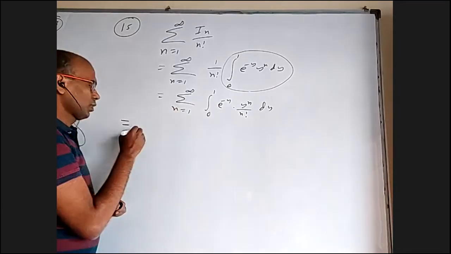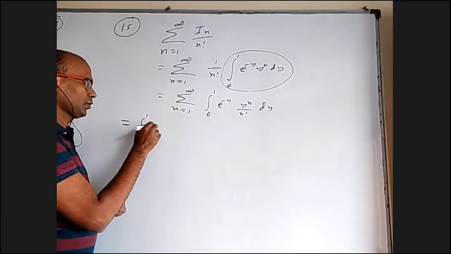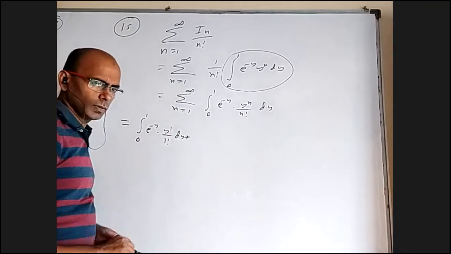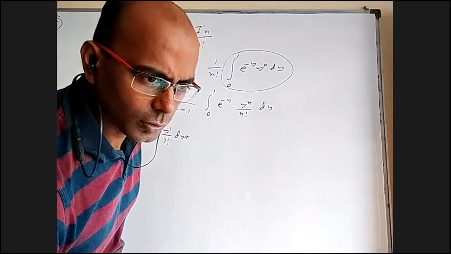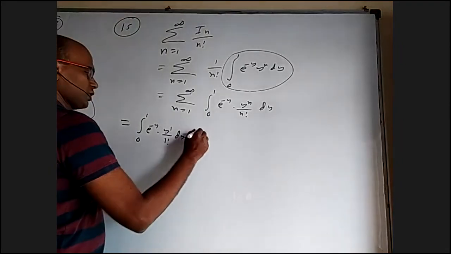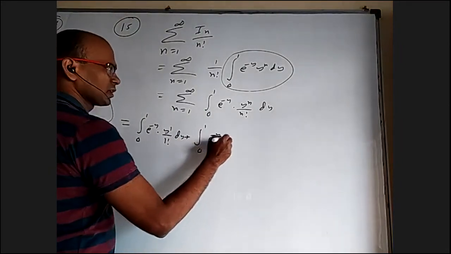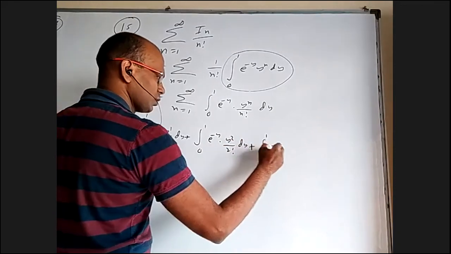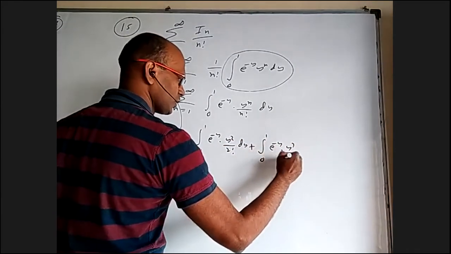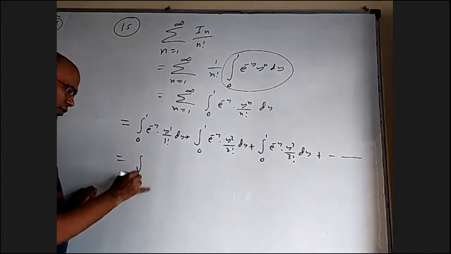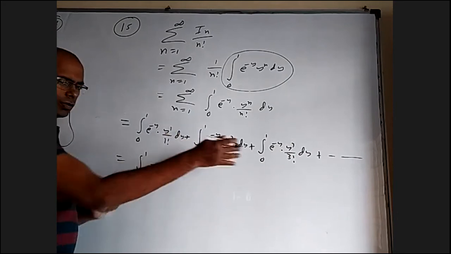When I put n equal to 1, integral 0 to 1 e power minus y into y power 1 by 1 factorial dy. Starting with n equal to 1, right? Yes. Next, integral 0 to 1 e power minus y into y square by 2 factorial. Next, integral 0 to 1 e power minus y into y cube by 3 factorial. So if I take 0 to 1, I can add all of them.